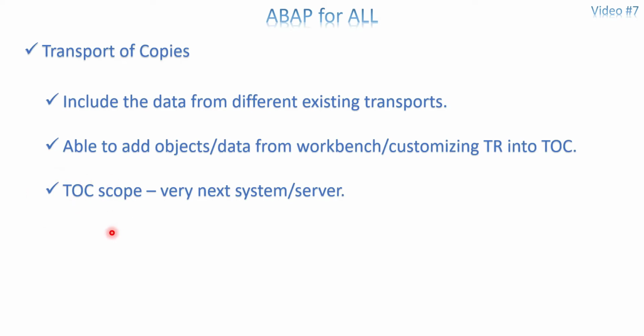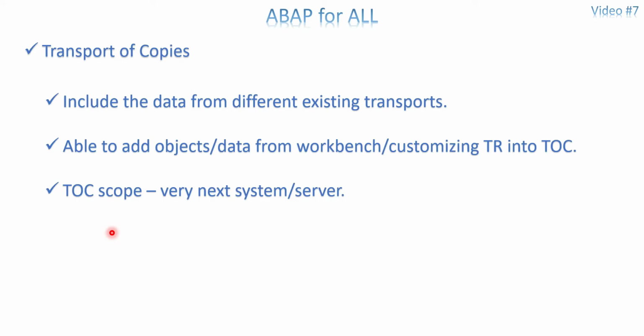What is the scope of TOC? What is the time frame of TOC? If you ask what the time frame is for a workbench request, the time frame is until it reaches the target system. What's the target system? Production. So it starts from development, and you can move it to quality and production. But for transport of copies, once the request reaches the very next system, it dies. That means the scope is done. Further, you can't move the same transport to another system. So that is the scope of transport of copies.